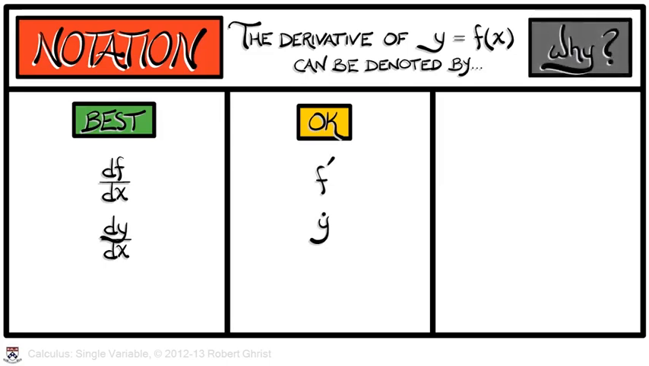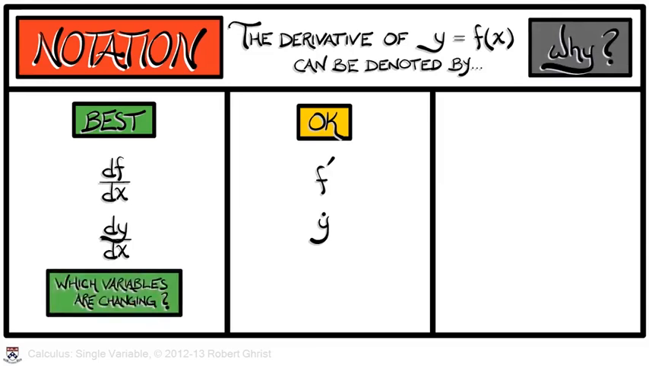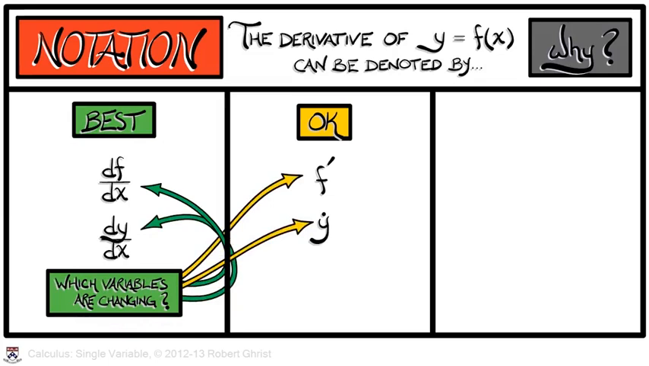Now, why the difference between these? Well, the best notations are those that tell you exactly which variables are changing. dy dx means the rate of change of y with respect to change in x. On the other hand, f prime or y dot can be a bit ambiguous. The dot in particular connotes change with respect to time.